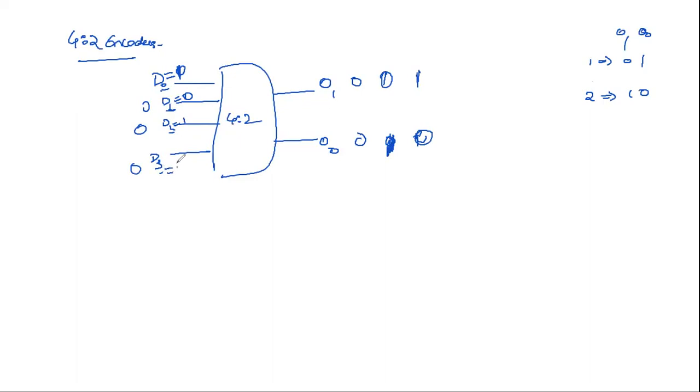Next, D3 is equal to 1 and the remaining are all zeros. The output is 3, and the binary value of 3 is 1 1. So 1 here, 1 here.